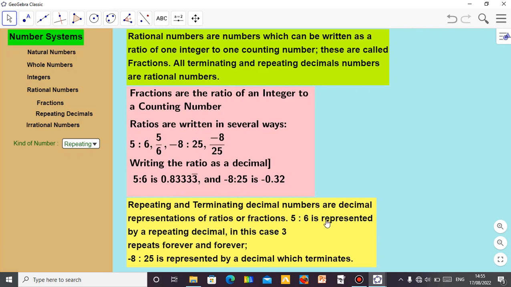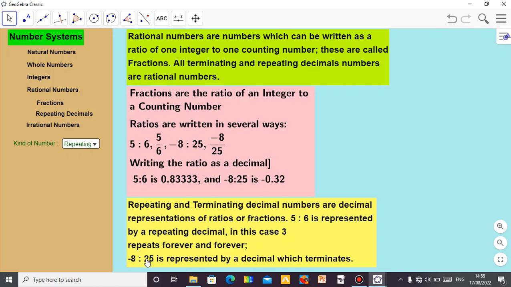So you can see them. 5 ratio 6 is represented by a repeating decimal. That's what I mean by this. So 5 ratio 6, which is 5 divided by 6, will keep going forever, 3, 3, 3, 3, 3, forever like this. Then in this case, we say 3 repeats forever and ever. You can see the statement here.